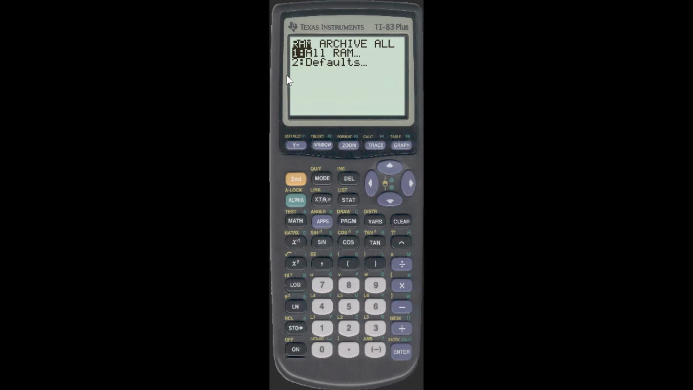I can only ask you if you're following along or not. I can't do this for you. Yeah, maybe it's all RAM. It's not a maybe. Do you see this or not? Yeah, I see it. Okay, hit enter for all RAM. Do you see reset RAM? Click on reset and hit enter. Does your calculator say RAM cleared? Yeah. Okay.